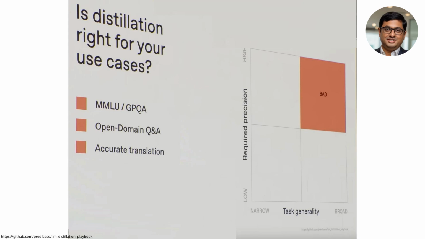Tasks in the red quadrant require both high precision and broad general capabilities. Examples include accurate translation and open domain Q&A tasks, such as those performed by ChatGPT. Distilled models are not suitable for these demanding, high-reasoning applications. They tend to perform poorly in scenarios where both depth and breadth of reasoning are required.